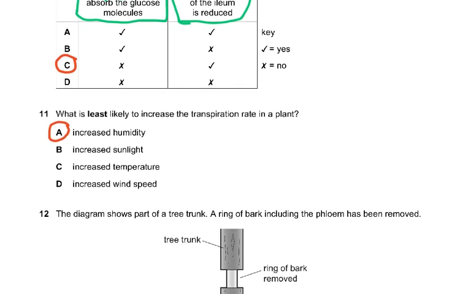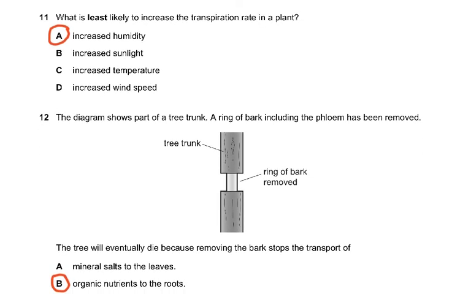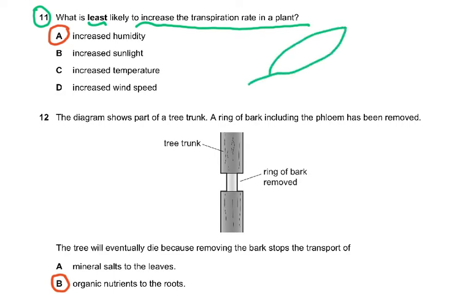Then coming on to question number 11, what is the least likely to increase the transpiration rate in a plant? What will increase the transpiration rate? You have to understand, it says least likely to increase. If there's increased sunlight, more transpiration. Why? Stomata are open. If there's increased temperature, more evaporation, more diffusion. If there is increased wind speed, then the water molecules around the leaf are going to be carried away by wind.